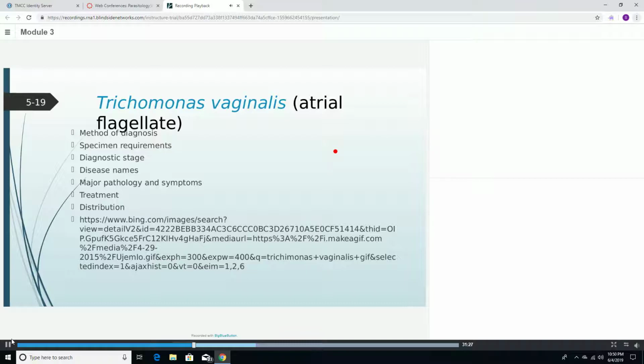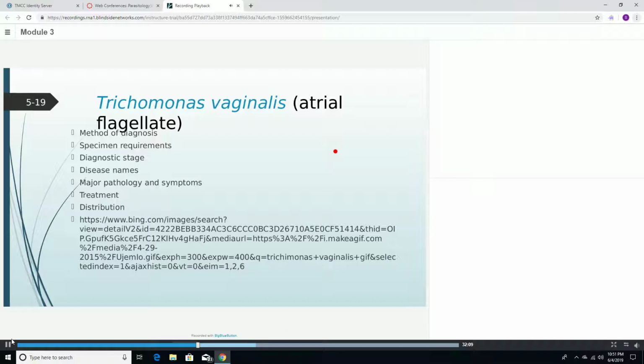So the disease names are Trichomonas vaginalis, urethritis, or just simply Trick. Major pathology and symptoms: in women, we're going to see persistent vaginal inflammation, yellowish froth, and foul-smelling vaginal discharge. So sometimes whenever you hear of a woman having a smell, it's because they have a Trichomonas infection. Patients are going to experience burning with urination, itching and irritation of the vaginal area. So if somebody has itching down there along with a kind of fishy smell, it's more than likely going to be a Trichomonas infection.